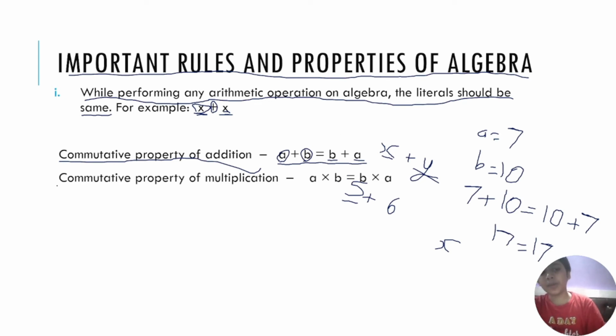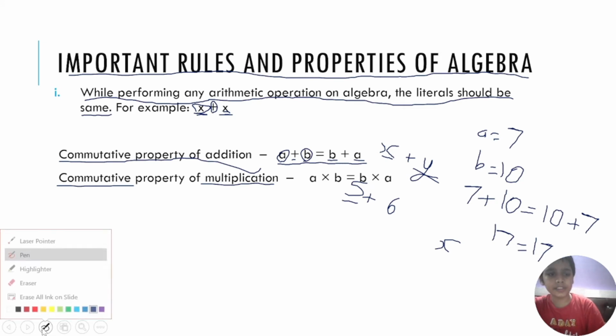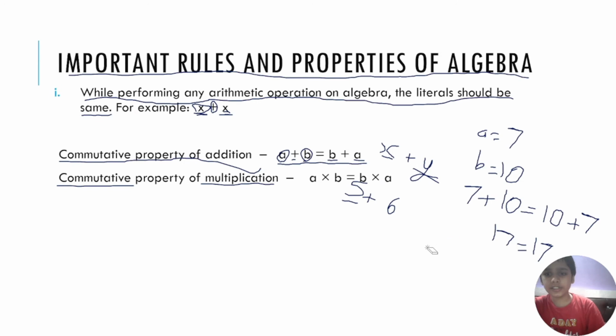The second property is the commutative property of multiplication. It is similar to addition, but instead of the plus sign there is a multiplication sign. That means a multiplied by b is equal to b multiplied by a. Now I'll explain all this. First I'll erase this all so that I can explain the property.